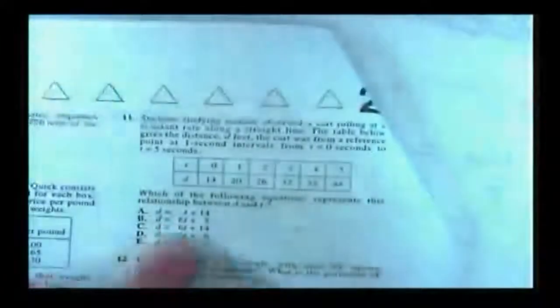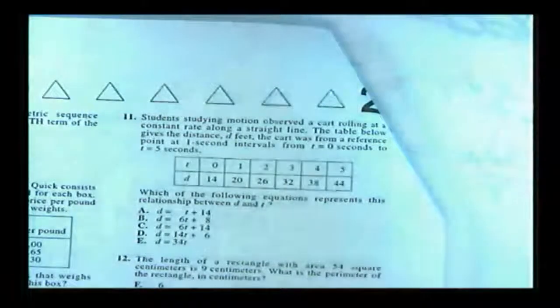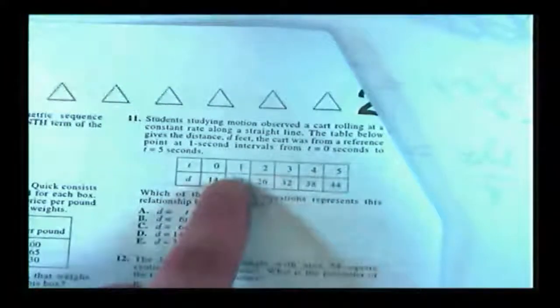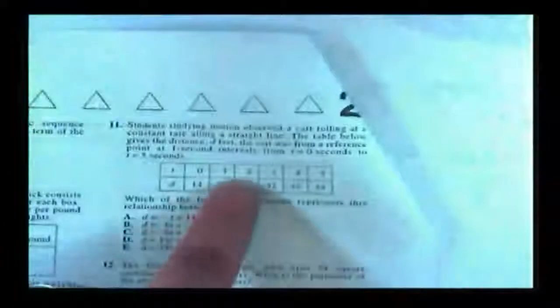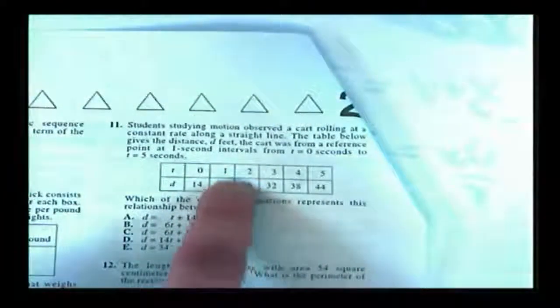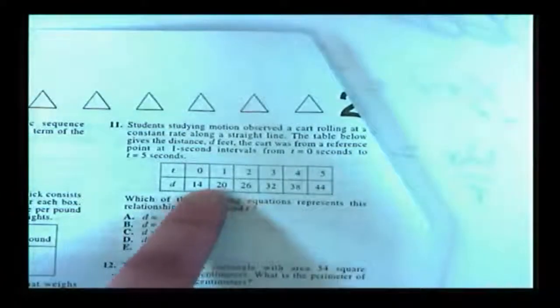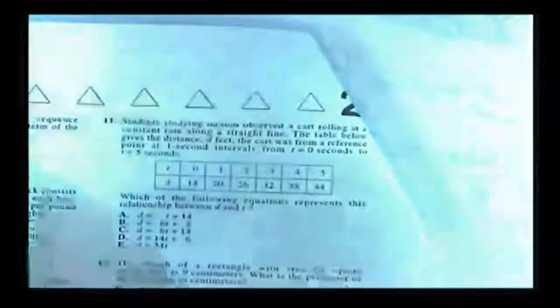Solving number 11 is a slope problem, and we'll talk about slope in our next section. But I wanted you to look at this table because it's representing a function. It's got one output for each input, one different output for each input that's given.